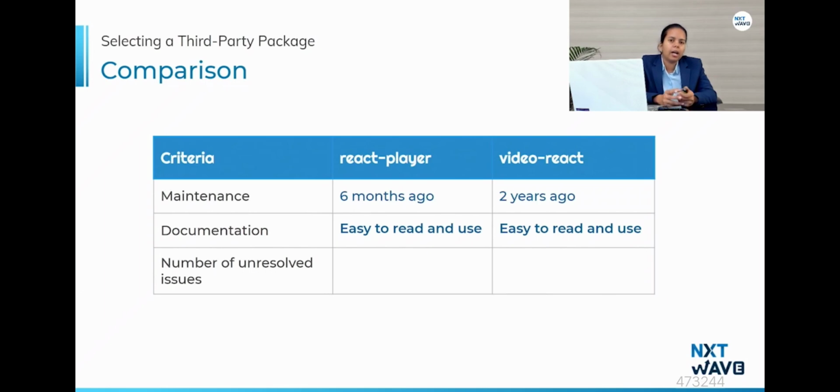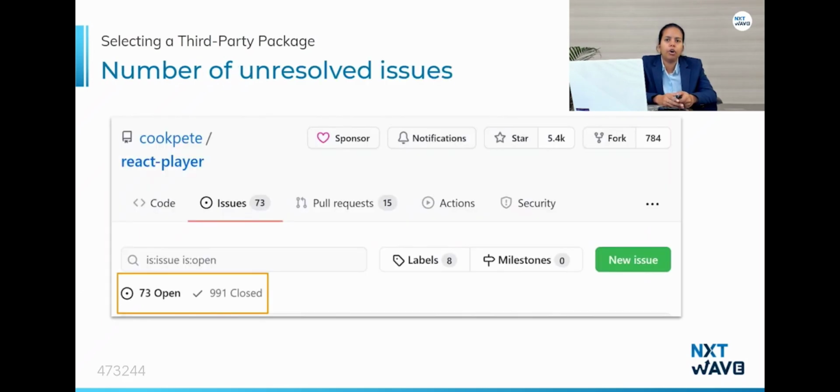Okay. So now coming to the next aspect, that is the number of unresolved issues. You can understand about this in the GitHub repository page. There you can see that in the issues tab, on the top we have 5 tabs: code, issues, pull request, action, security. When you navigate to the issues tab, on the top, you can see the number of issues that are currently open, that is the number of unresolved issues, and the number of issues that have been closed. Okay, our focus is on the number of unresolved issues.